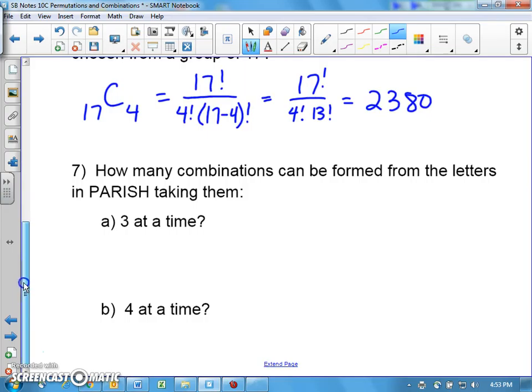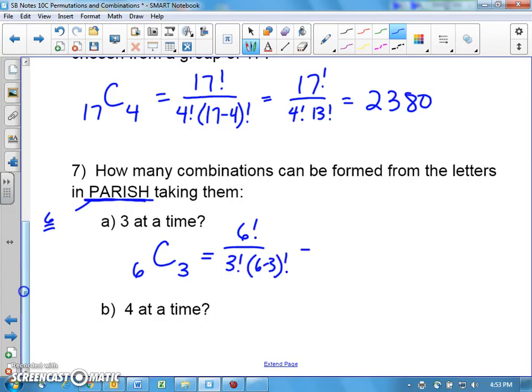Alright, so let's look at this example. How many combinations can be formed from the letters in parish, taking them 3 at a time or 4 at a time? So let's start with this. We need to know how many letters there are in parish. This is a total of 6. So I would have a combination of 6, and I'm going to choose 3. So we're going to have 6 factorial over 3 factorial times 6 minus 3 factorial.